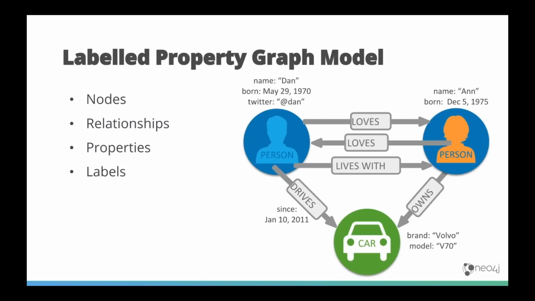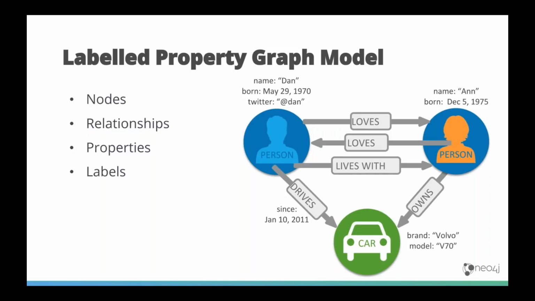Here is an example showing the property graph model with some sample data. What we've got on the screen at the moment is a very small graph. We've got two people, Dan and Anne at the top, and we've got their car at the bottom. You can see we've got some relationships going between the two people. Luckily they both love each other, and they live with each other as well. And we're saying that Dan drives the car, but Anne owns the car. And so that covers all the things.